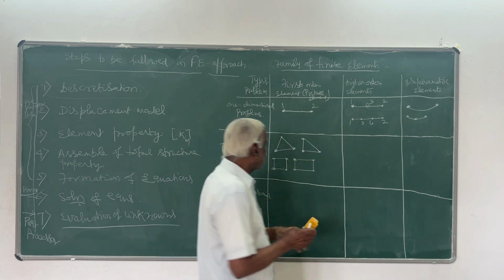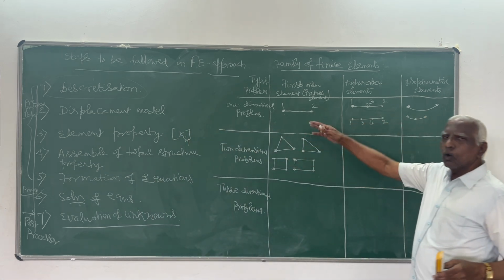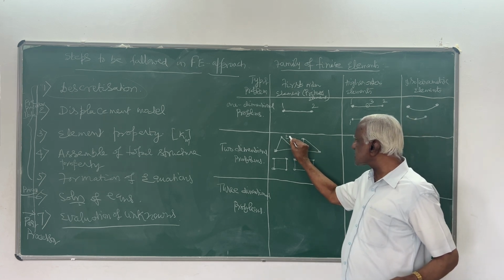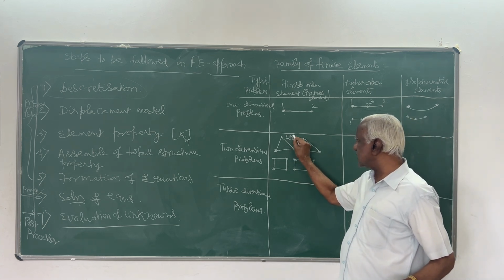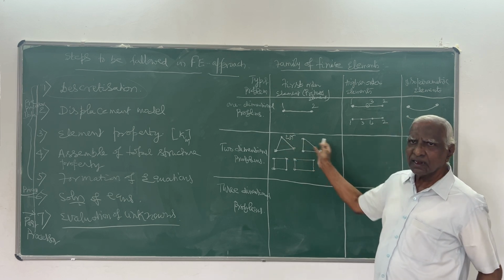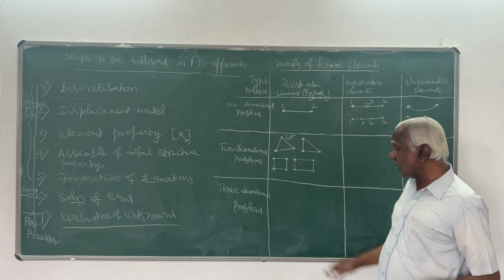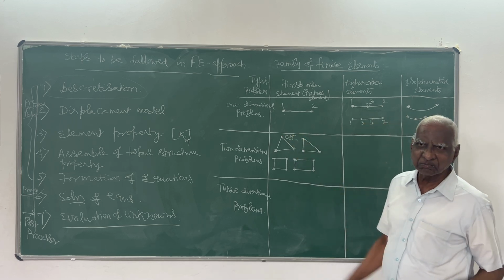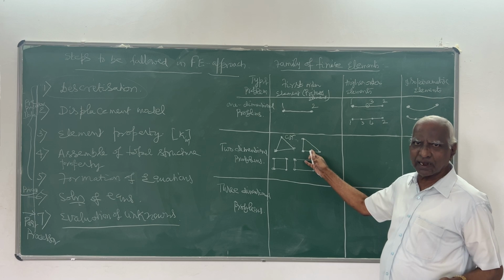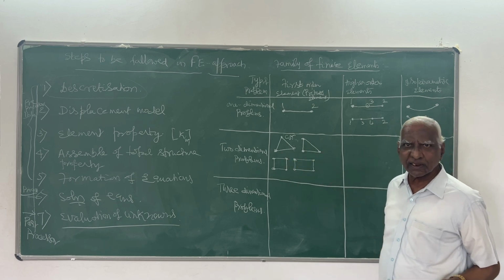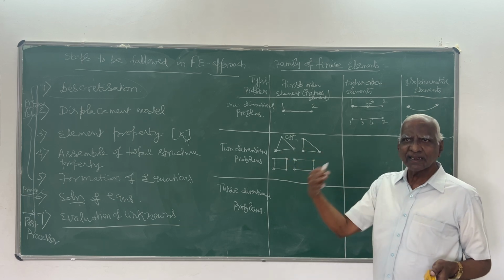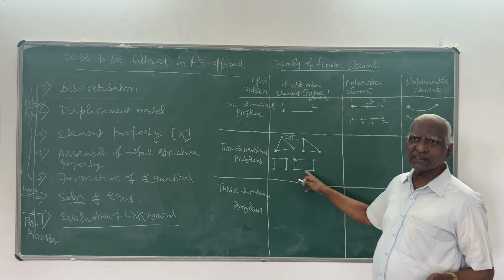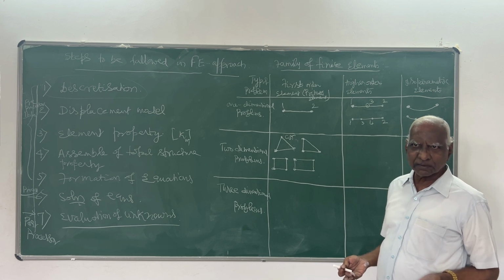Then higher order elements, so you can have more number of nodes. This is the basic figure, the constant strain triangle, CST triangular element. This is a square element, this is a rectangle element.